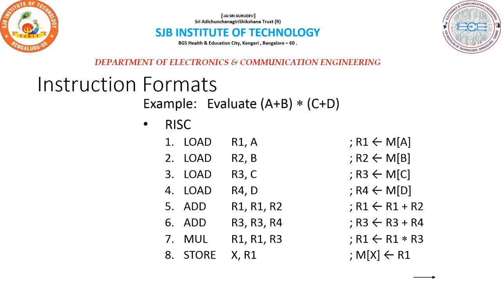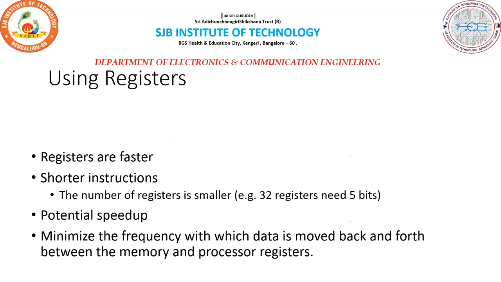So this is known as reduced instruction set computing. Using registers is faster, as registers store the instructions and the number of registers is smaller. For example, 32 registers need 5 bits. The potential speedup is greater if you use a larger number of registers.